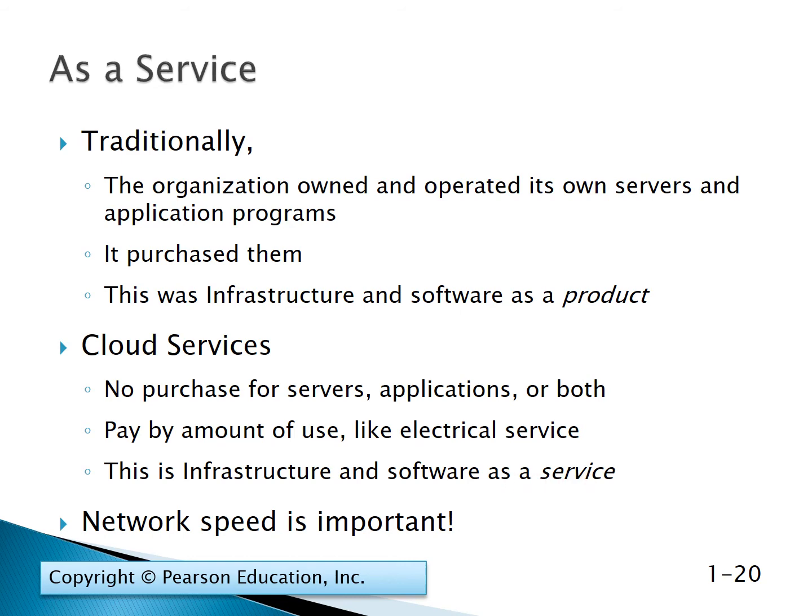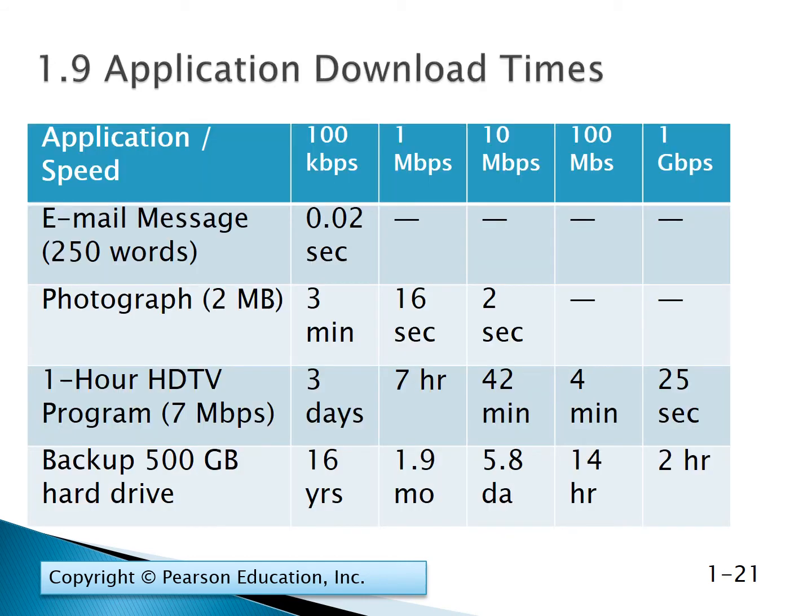So of course, as we have emphasized, when you are using all these, the network speed is important. If you don't have good network speed, then all this cloud computing will not be possible. So when we talk about the internet speed, we can think about the application download times. You want to download an email message of around 250 words. Now, of course, when you are using a very slow connection, like 100 kilobit per second, kbps is kilobit per second. Right? A bit is just one bit, like 0 or 1.